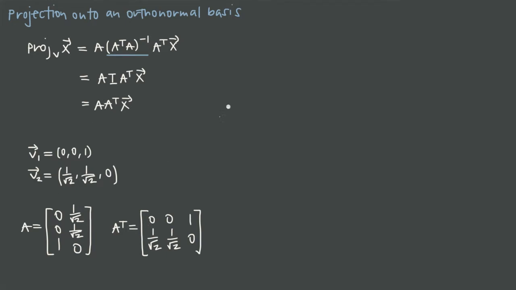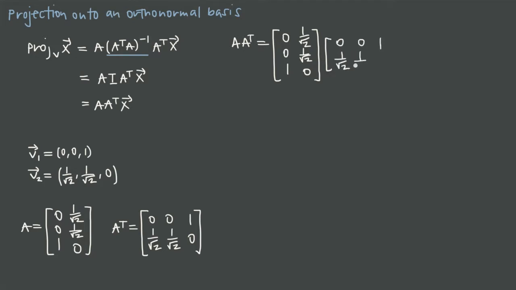So then with A and A transpose in place, we can go ahead and find the projection matrix, which is the product of these two. So we'll say A A transpose is equal to, and we'll multiply these together. So 0, 0, 1, 1 over root 2, 1 over root 2, and 0, multiplied by the transpose 0, 0, 1, and then 1 over root 2, 1 over root 2, and 0.